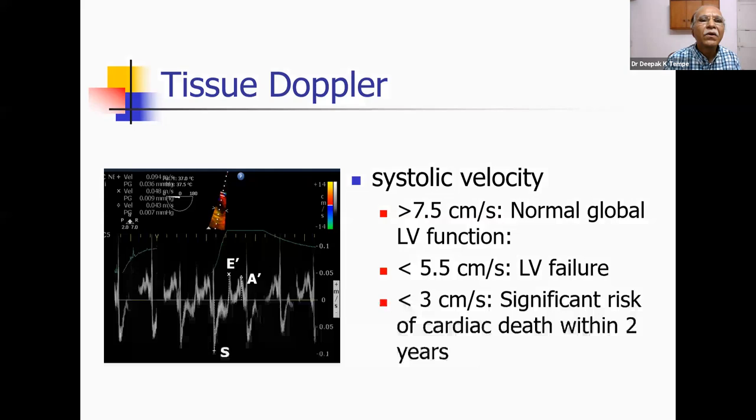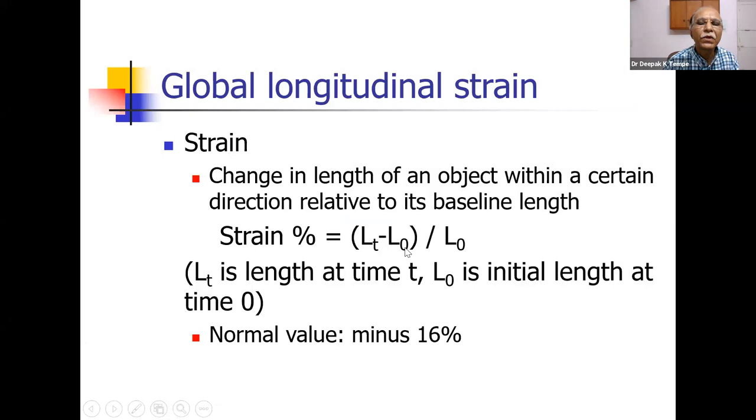As you might know, nowadays we have global longitudinal strain. The strain is measured as the length at a given time minus the initial fiber length, divided by L0, the initial length of the fiber at time zero. The value is negative because the length at time t is the shorter length. When the myocardium contracts, the length decreases, so you get a negative value for the longitudinal strain.